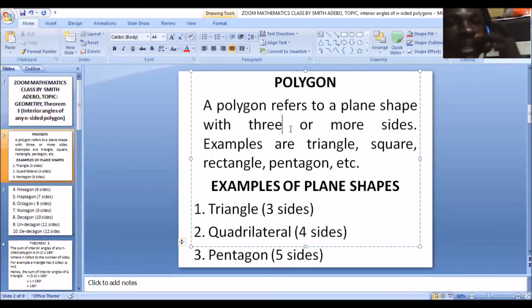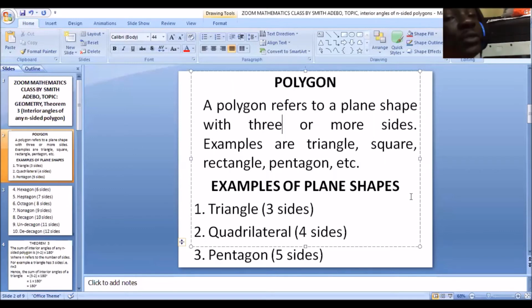Now you notice that for each of these plane shapes I listed, there was an addition or reduction of sides, but the number of sides was never less than 3. A triangle has 3 sides, a square has 4 sides. A rectangle has how many sides? 4 sides too. A pentagon has 5 sides.